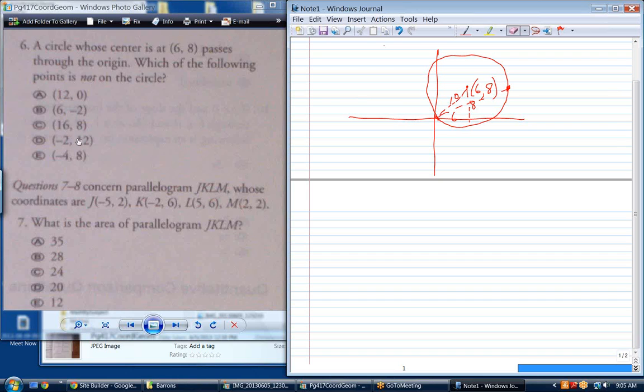The only point that is not on the circle is D, minus 2, 12. Well, it turns out that minus 2, 12 is very close. It's right about there. So it might not be perfectly evident that that would not be on the circle. Now, when I look in the answer book here, they did not go through why they said this point was not on the edge. They just said that's not on the edge. They drew the picture. They labeled all the points.